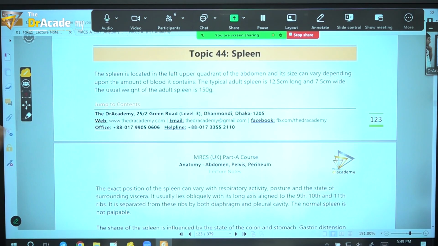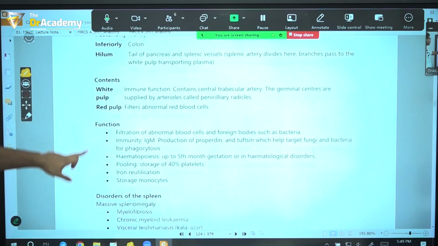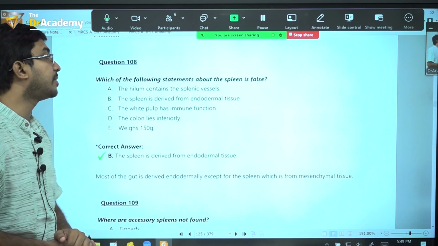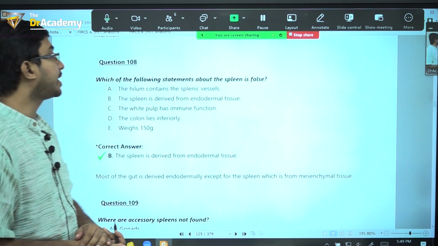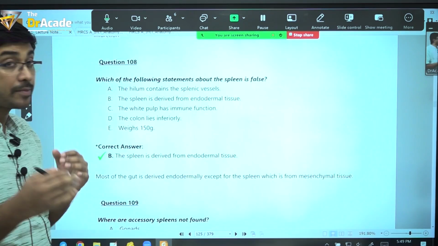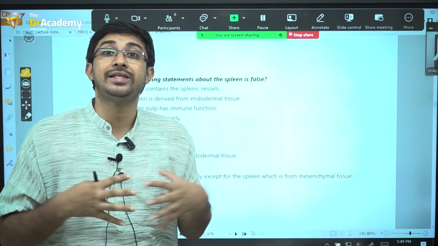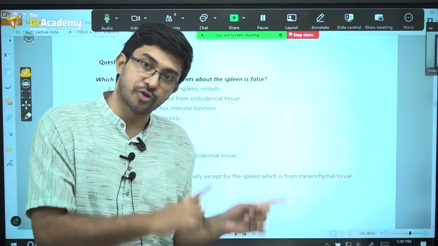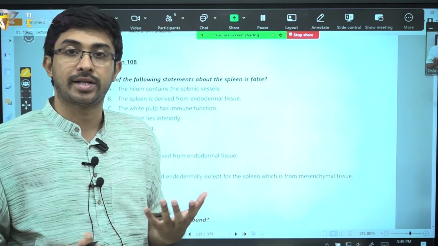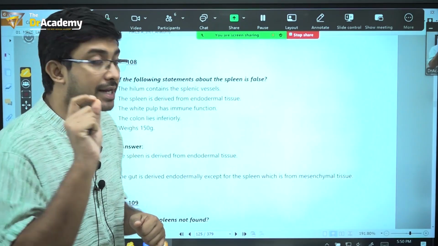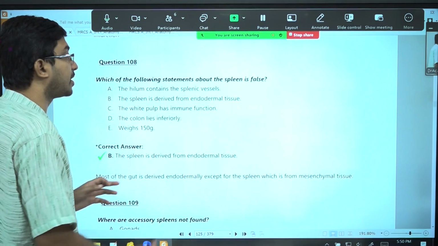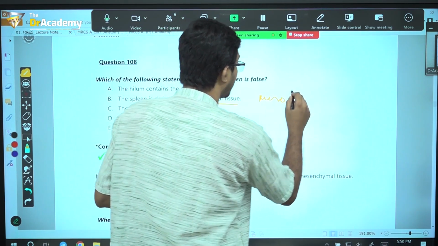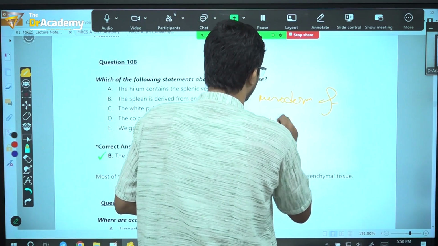Now, the spleen. We will directly move to the question and then analyze, because not all the discussion is needed. Which of the following statements about the spleen is false? The hilum contains the splenic vessels, exactly, and these splenic vessels are contained within the lienorenal ligament. This is the main ligament. The lienorenal ligament is the most posterior structure at the hilum, and it contains the hilar structures as well as the tail of the pancreas. The spleen is derived from endodermal tissue? No, it is derived from mesodermal tissue, mesoderm of the dorsal mesogastrium.